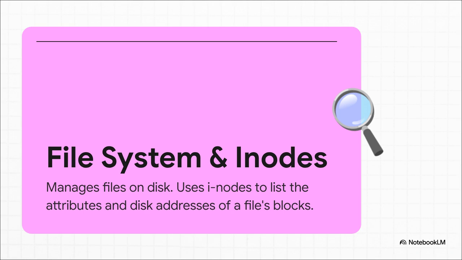Every single file has an inode, which is basically its entry in the library's card catalog. It lists all the file's info and, most importantly, where to find all its pieces on the disk.